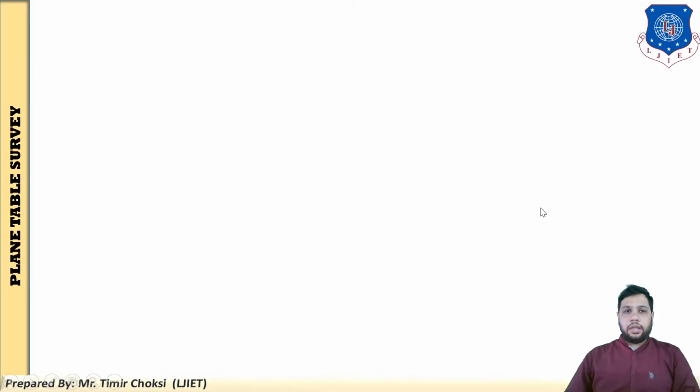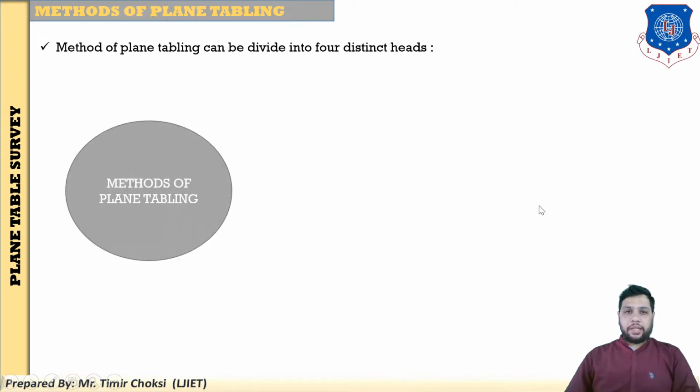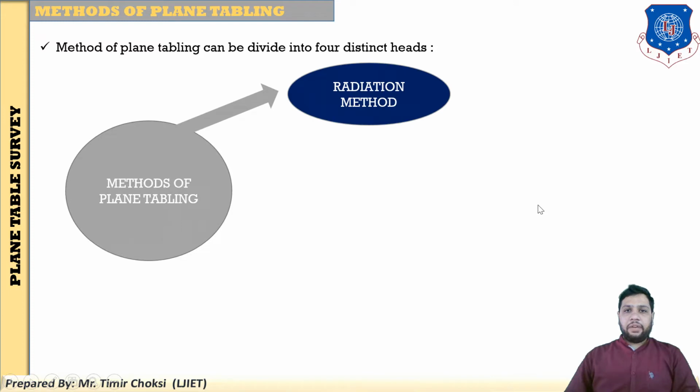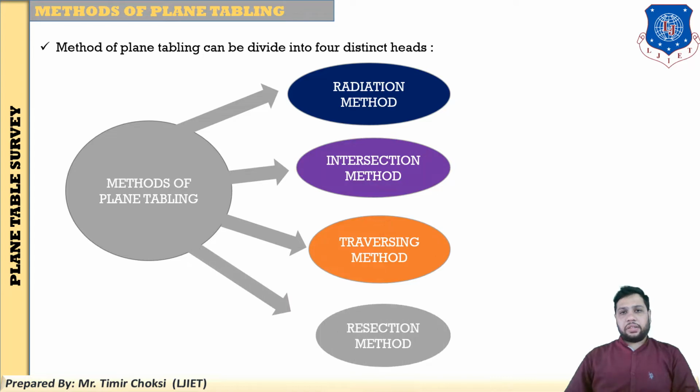Students, there are 4 major methods of plane tabling. One is radiation, second is intersection, third is the traversing method, and fourth is the dissection method. So first will be radiation, intersection, traversing and dissection. Now I will explain one by one, and first I will start with the radiation method.